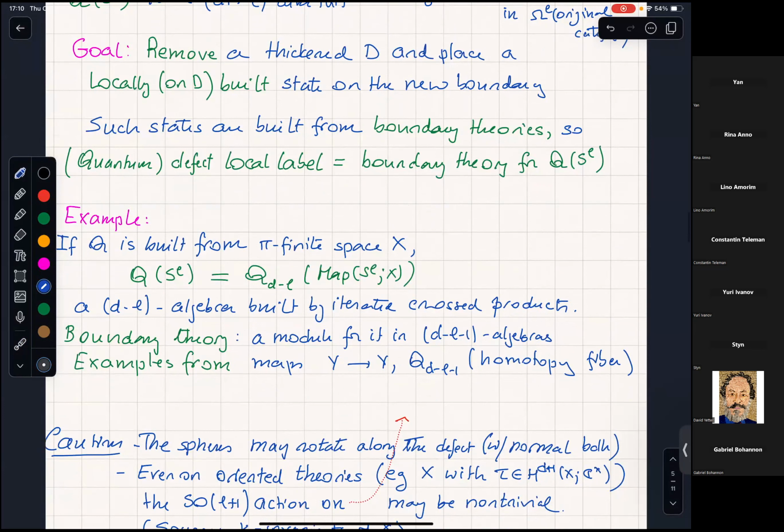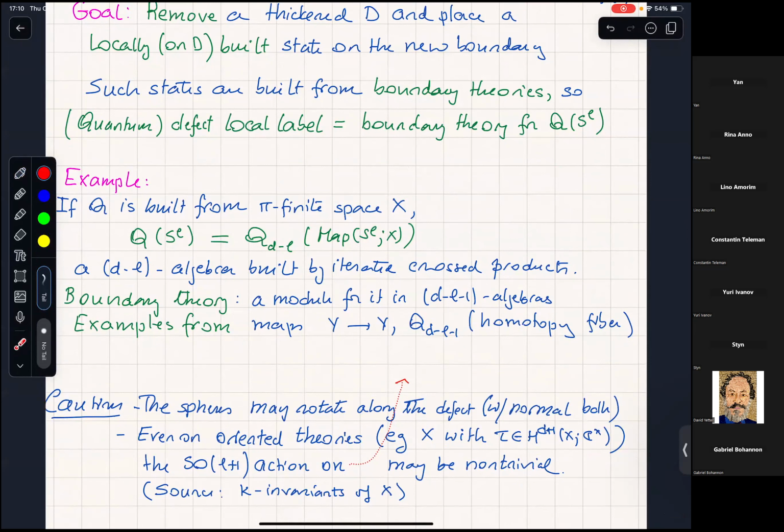And for example, if Q is built from a pi finite space, you're simply going to have to quantize the mapping space from the L sphere to X. And that will have a constant copy of X, and then a copy of the L-fold loop space of X. There's possibility of some twisting depending on whether X is simply connected or not. And that's a D minus L algebra built by cross products from the homotopy groups of this space. So boundary theory for that would be a module for this higher algebra, iterated cross product. Some people call it a D minus L representation of the groupoid.